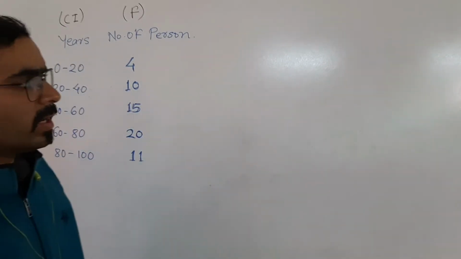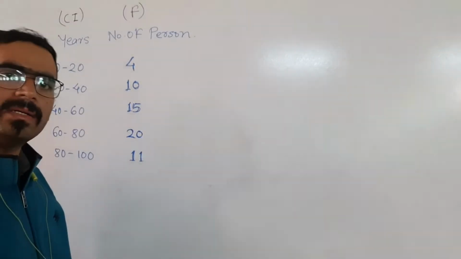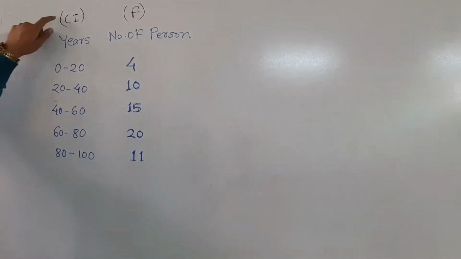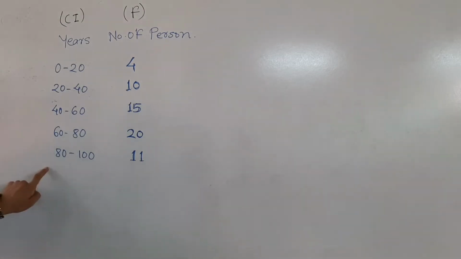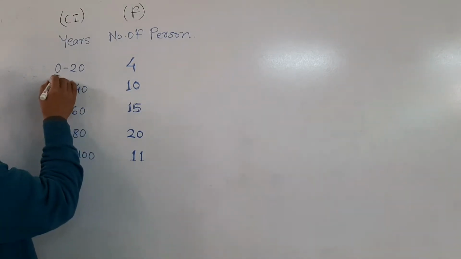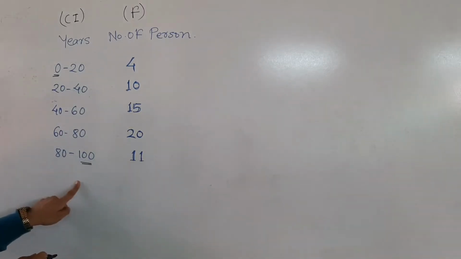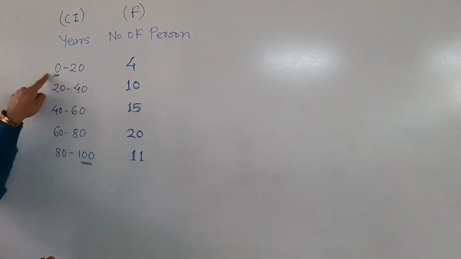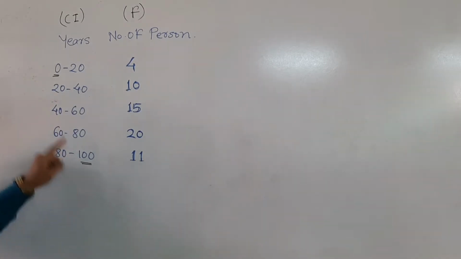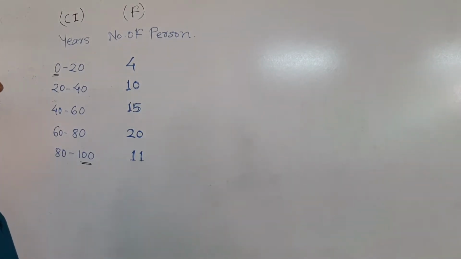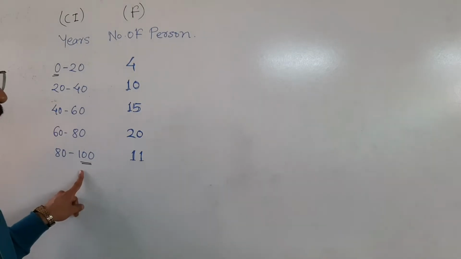For range, what do we need? We need the highest value and the lowest value. Whatever data is given in terms of class interval, we have to observe the lowest value and highest value. The highest value is 100, the lowest value is 0. So highest value minus lowest value will be your range, that is 100. There is no need to calculate, we can directly answer this kind of question.